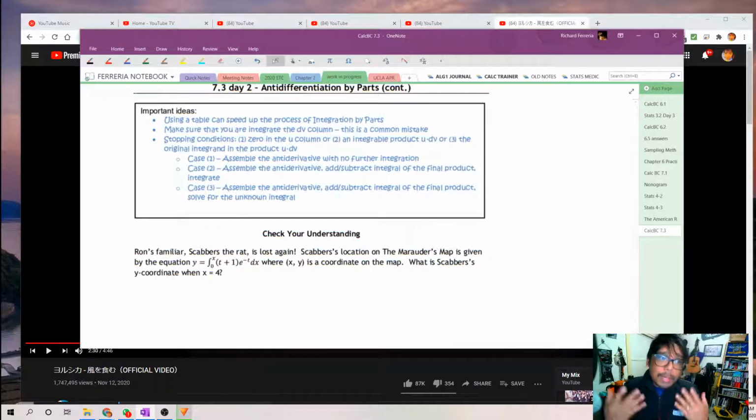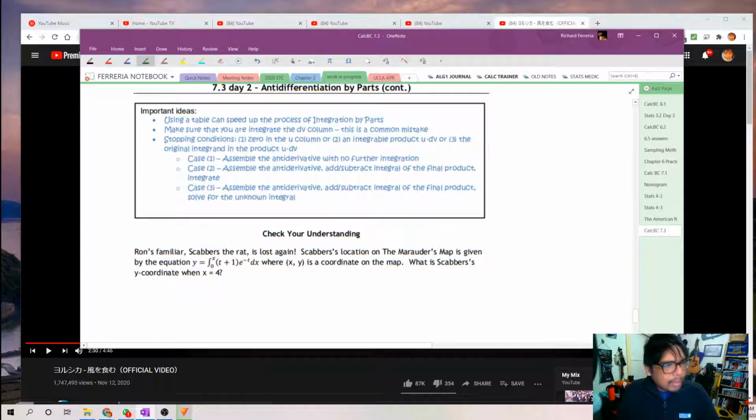So firstly, that tabular method can speed up the process of integration by parts, if you have a really good fluency with antiderivatives. Secondly, the common mistake here is to take the derivative of both sides. Make sure you don't do that. You had two stopping conditions, and that was a 0 in the u column or an integratable product in the UDV problem. And that third one is if you see the original integrand in the product.